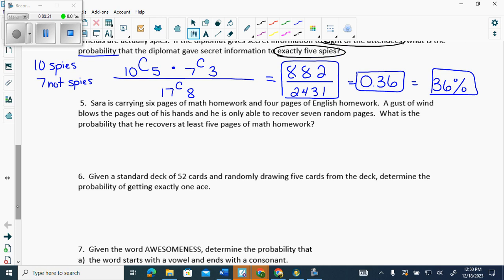Okay. So this next question, we have Sarah is carrying 6 pages of math homework and 4 pages of English homework. So 6 math, 4 English. A gust of wind blows the pages out of his hands, and I guess Sarah's a he, and he is only able to recover 7 random pages. So 7 random pages. Are we ordering them? No. Does random mean order? No, it means the opposite. So I know I have 10 total. I know I need 7 random.